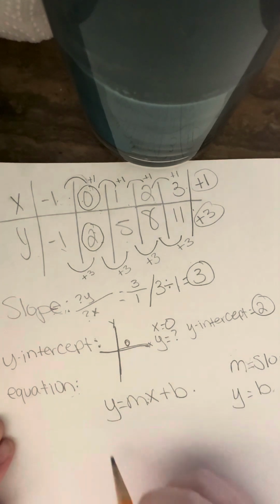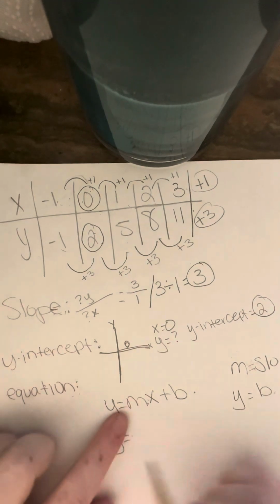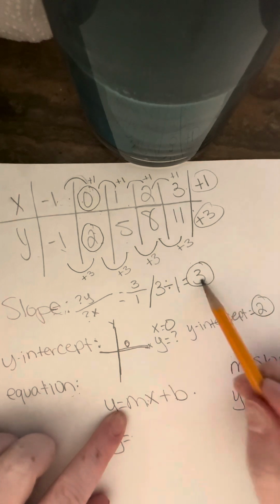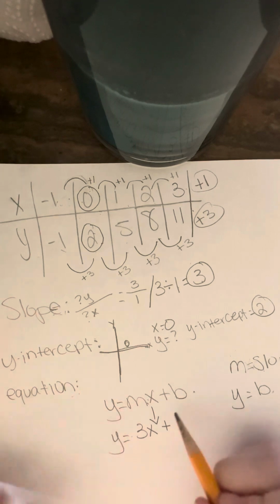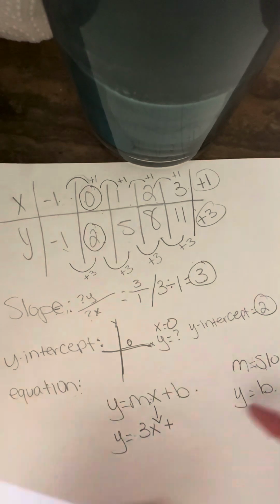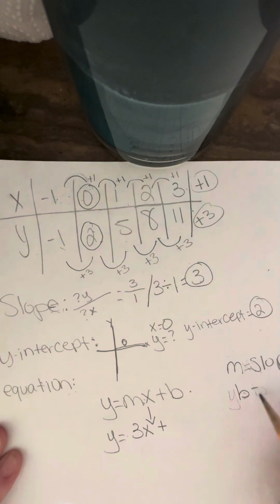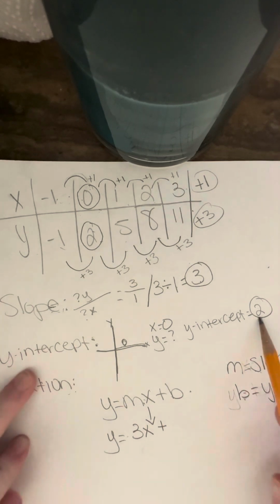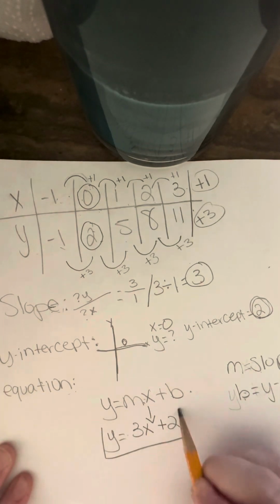So in that case, we have y equals, and our m is our slope. The slope answer we got up here is 3. So 3, and we're just going to bring down that x and that addition sign. And b equals our y-intercept. So we need to find our b. We've already found it up here, our y-intercept, which is 2. So it's going to be plus 2. So here is our equation.